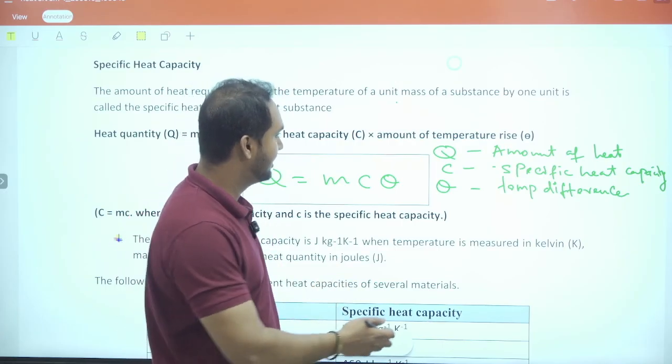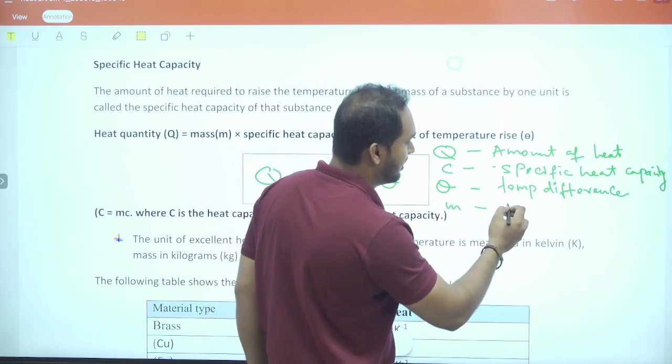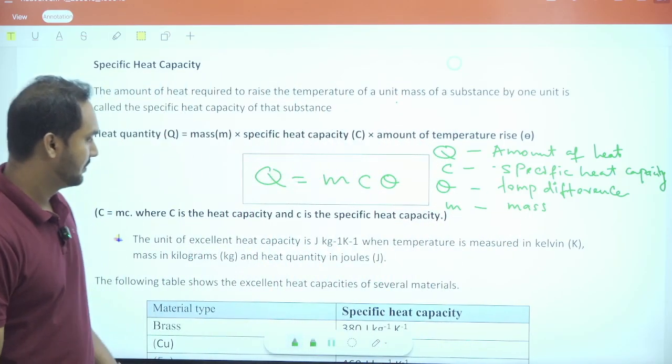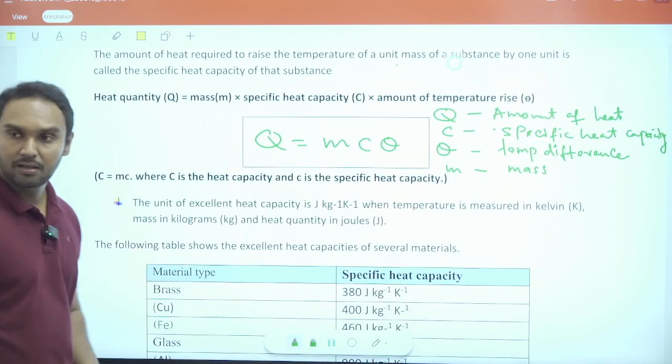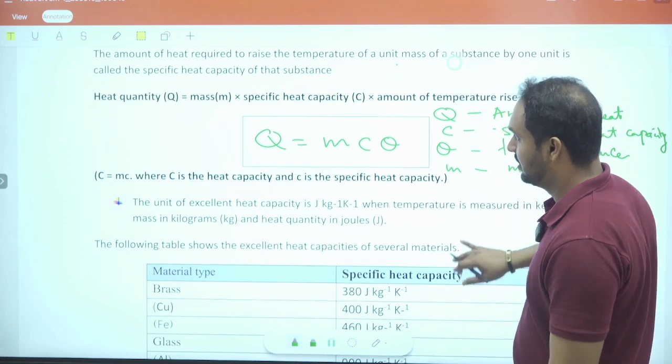Q equals mc theta, and m is mass. Understood it? Yes? Nice.